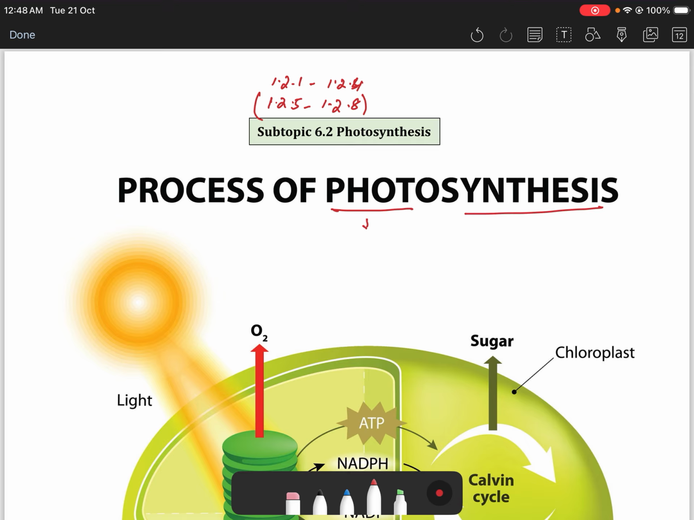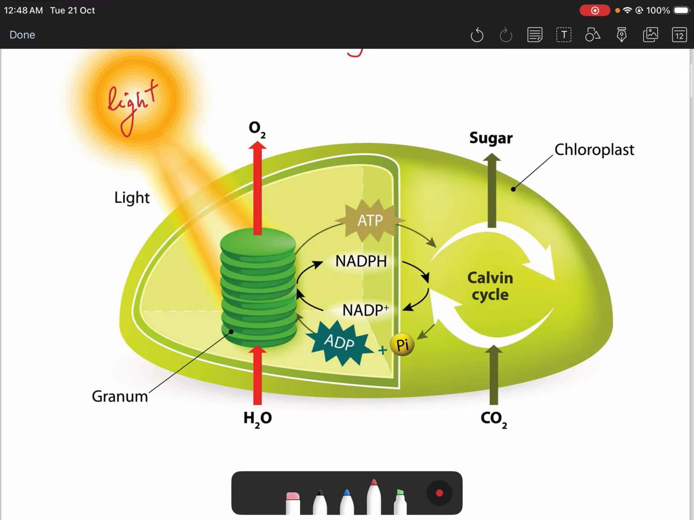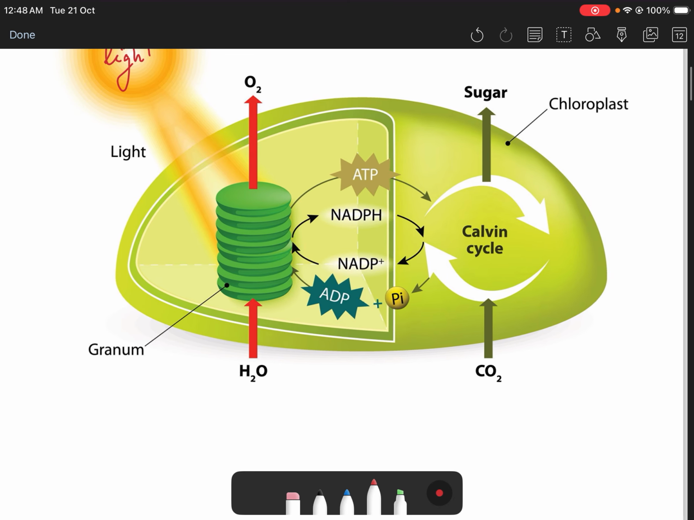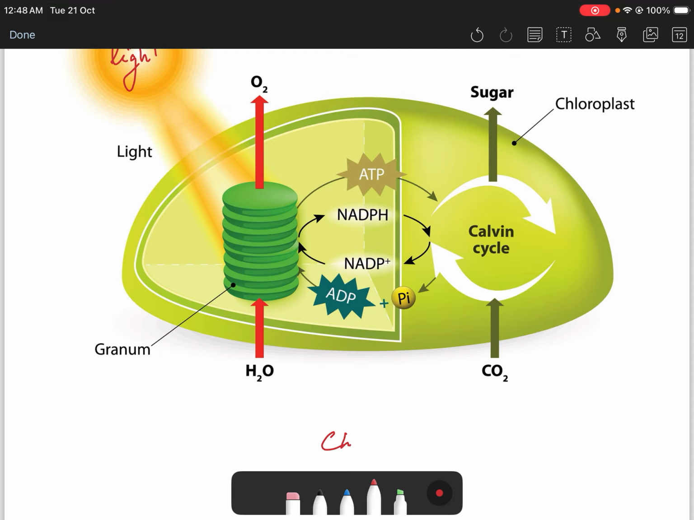Okay, so first of all we are going to talk about photosynthesis. You remember photo means light and synthesis is the preparation of glucose. So this is the formation of glucose in the presence of light. And here is the diagram that summarizes the whole process. You must know the name of this organelle. Of course it is the chloroplast, and the pigment involved is chlorophyll.